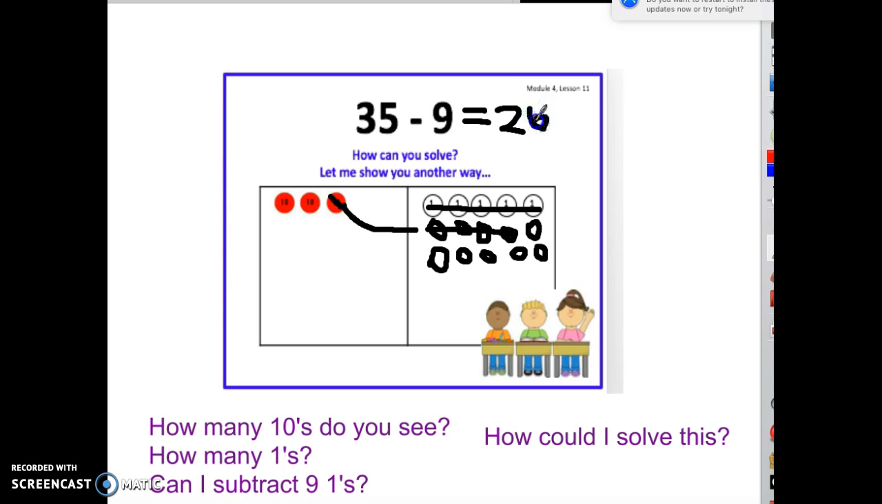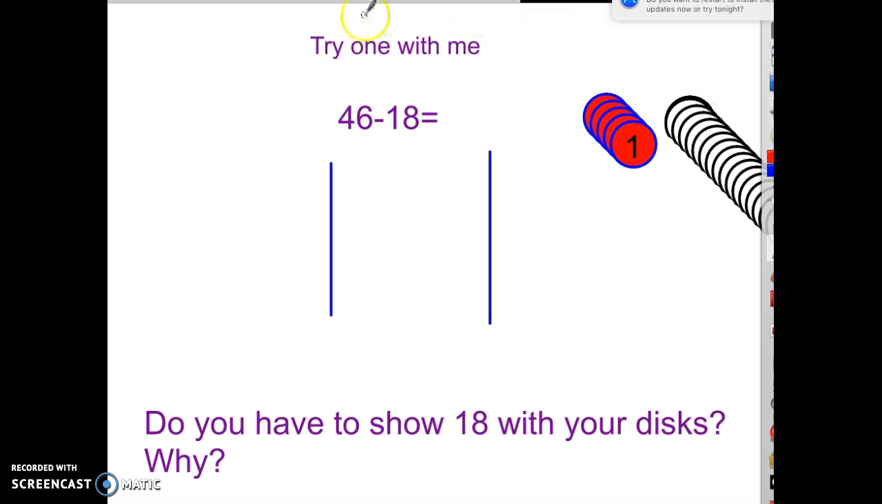All right, I think you're ready to try one with me. So on your place value board and on your board, I want you to write down in the horizontal way, just like I have it, 46 minus 18. Now, what are we going to show? Are we going to show 18 or 46? That's right, we're going to show 46 because we want to take away that 18.